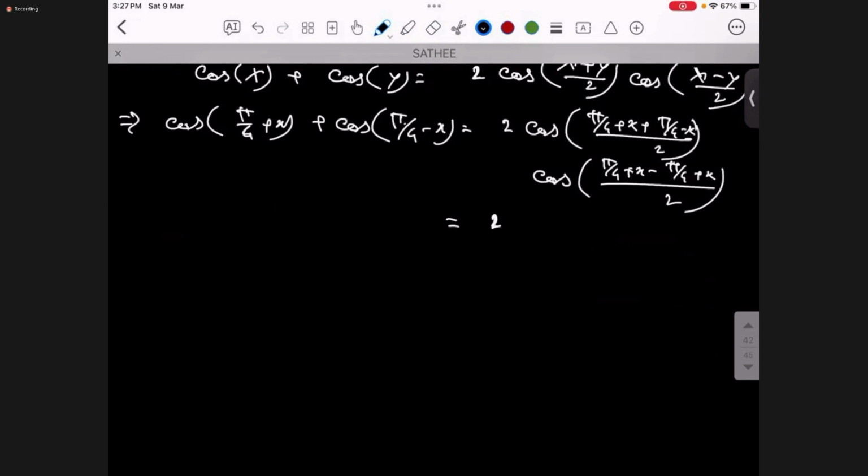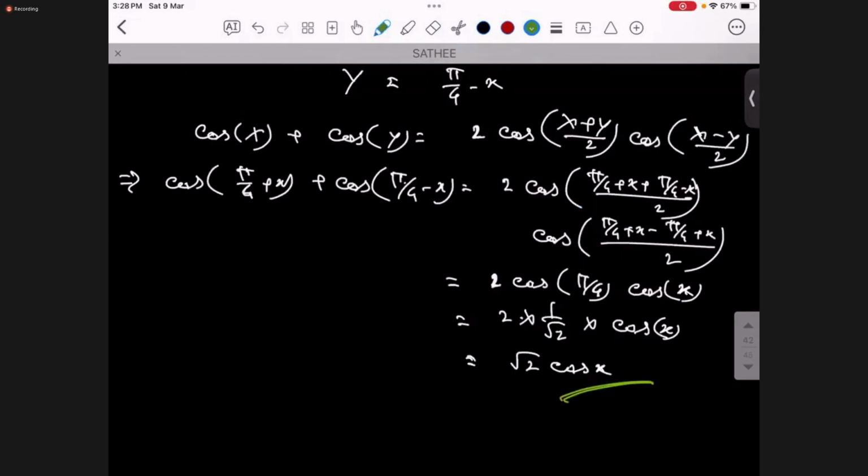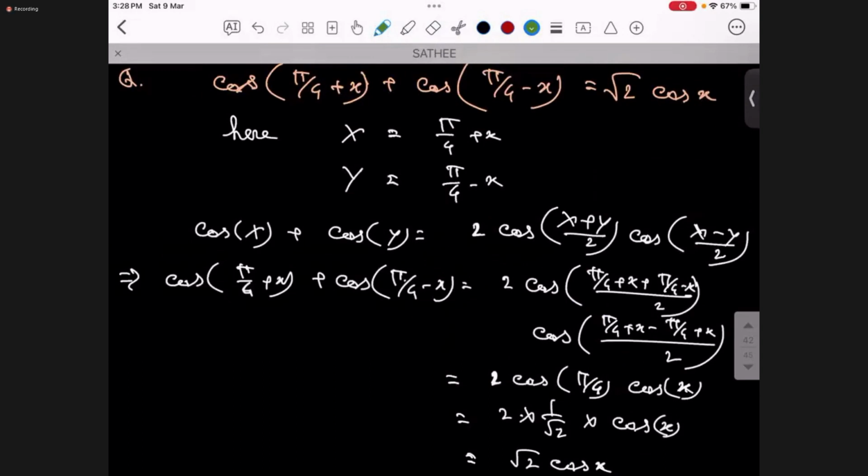2 into cos pi by 4 into cos x. Now what is the value of cos pi by 4? That will give us 1 by root 2, and cos x will remain the same. So we will obtain root 2 cos x. Thus we have done the proof.